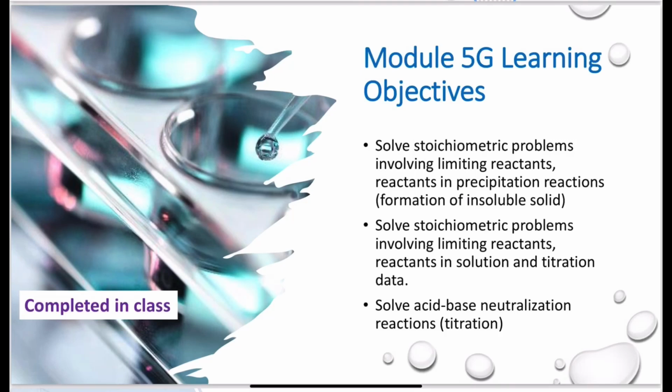Module 5G, I want to continue practicing some of the concepts we've been covering in this chapter. So solving stoichiometric problems involving limiting reactants, precipitation reactions, and just stoich in general, and also looking at some acid-base neutralization reactions, specifically titration. So we're expanding on everything we've learned in chapter 4, which was looking at stoichiometry, limiting reactant, excess reactant, if needed. And we're going to continue that on, but looking at solutions chemistry as well.